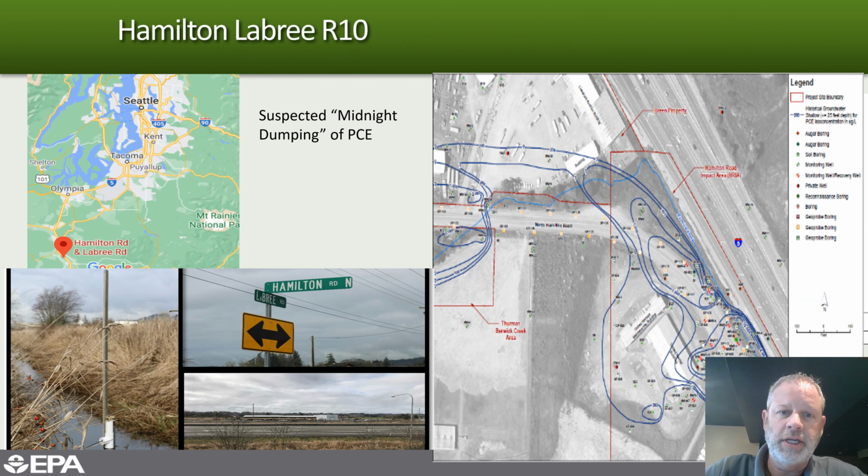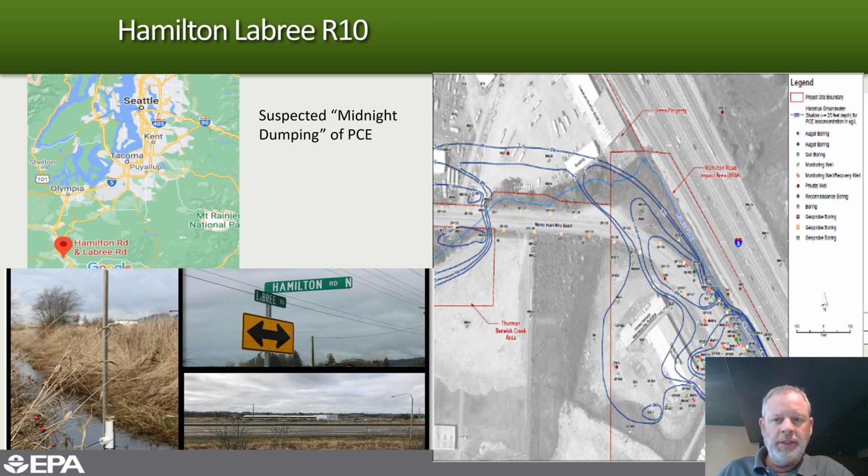So here is the Hamilton-LaBrae site. Again, it's in Region 10. So here's Seattle, Washington. And follow down the corridor of the I-5 below Olympia, Washington. Down here in the Chehalis, Washington area, there is a site called the Hamilton-LaBrae site, and that is literally the meeting of Hamilton and LaBrae roads.